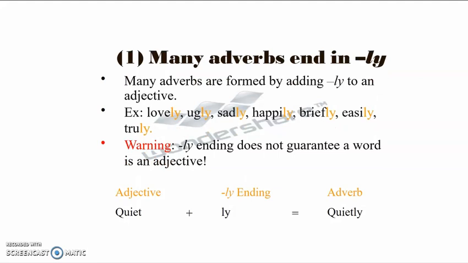Also remember that many adverbs end in ly. Many adverbs are formed by adding ly to an adjective, such as lovely, ugly, sadly, happily, briefly, easily, truly. But remember that ly ending doesn't guarantee a word is an adverb. We have an example here. The adjective is quiet. If you want to make it adverb, you add ly, it becomes quietly.